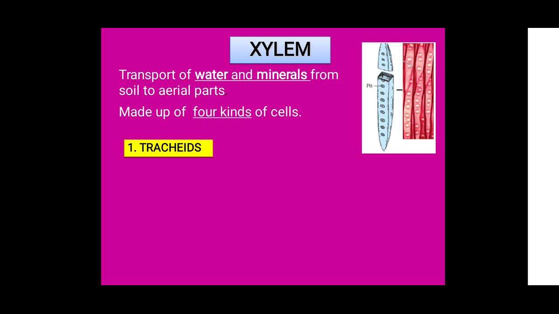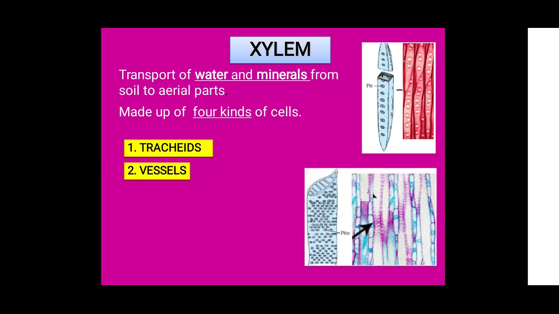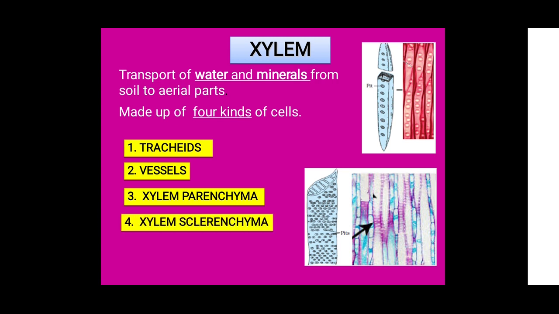The tracheates, which are elongated, narrow, dead cells, and they have pits. Then the vessels, which are of larger diameter, and they have also got thickenings but in different patterns. Then the xylem parenchyma and the xylem sclerenchyma. That is the parenchyma and the sclerenchyma, which is associated with this bundle.